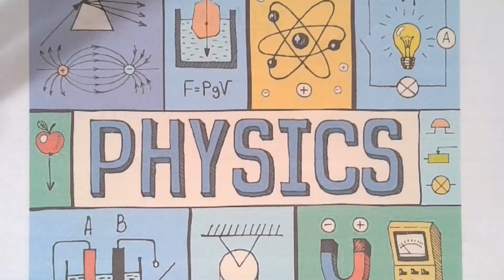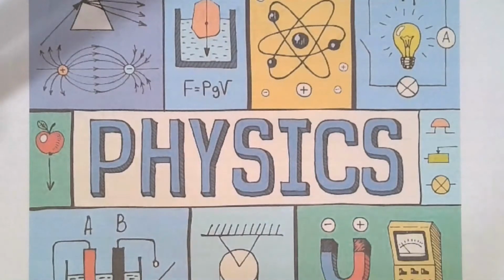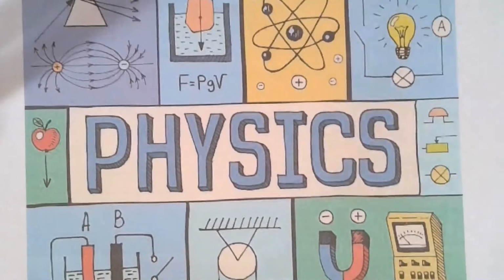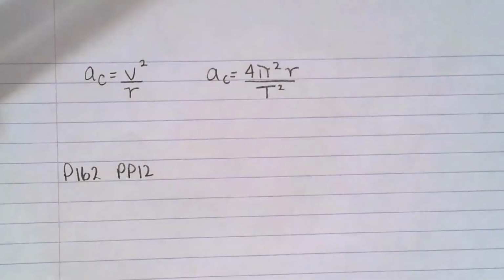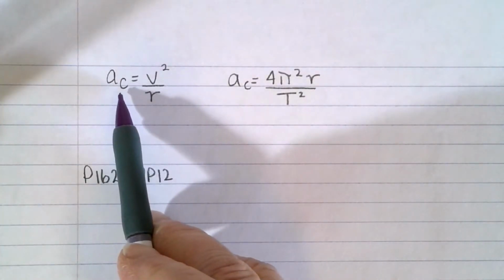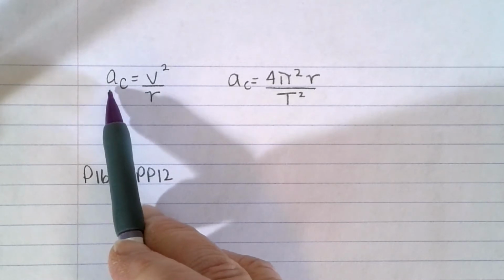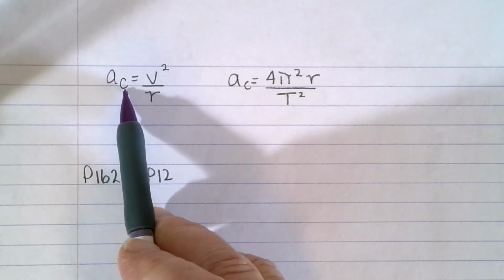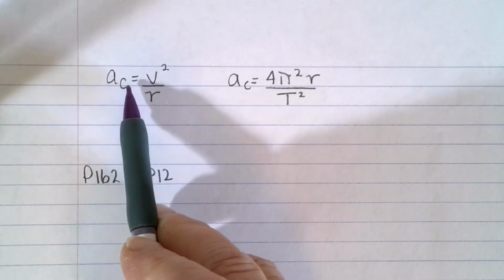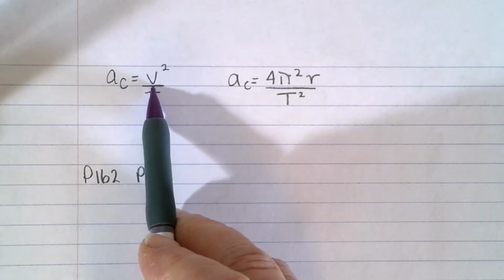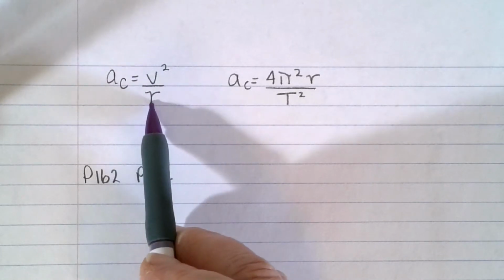We are now at a point in our PowerPoint that we can practice doing a problem on centripetal acceleration. But before we do that, I want to talk a little bit about some of the equations that they asked us to use. The first one is on centripetal acceleration. That's what that means, acceleration due to, and it's a C down here for centripetal. So this is centripetal acceleration is equal to the velocity squared, that's a V, over the radius of the circle.